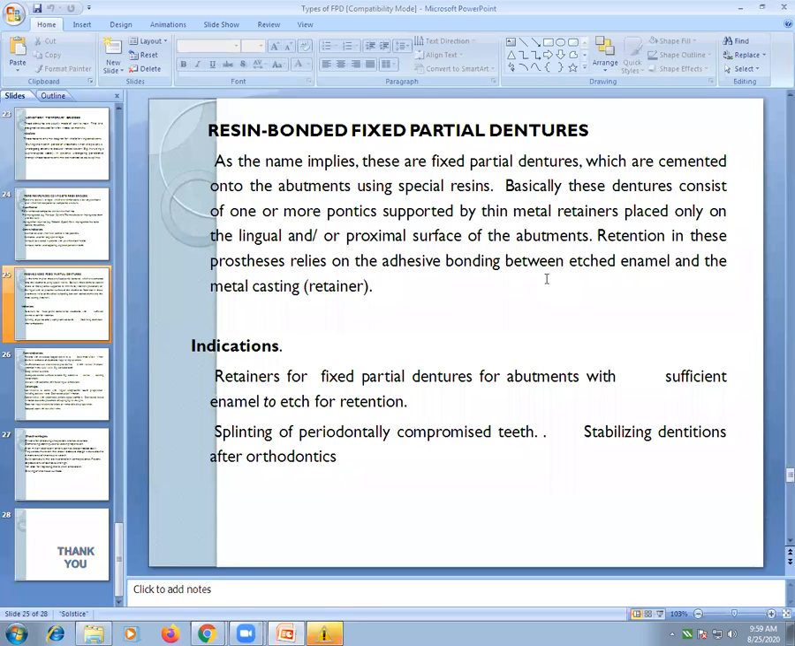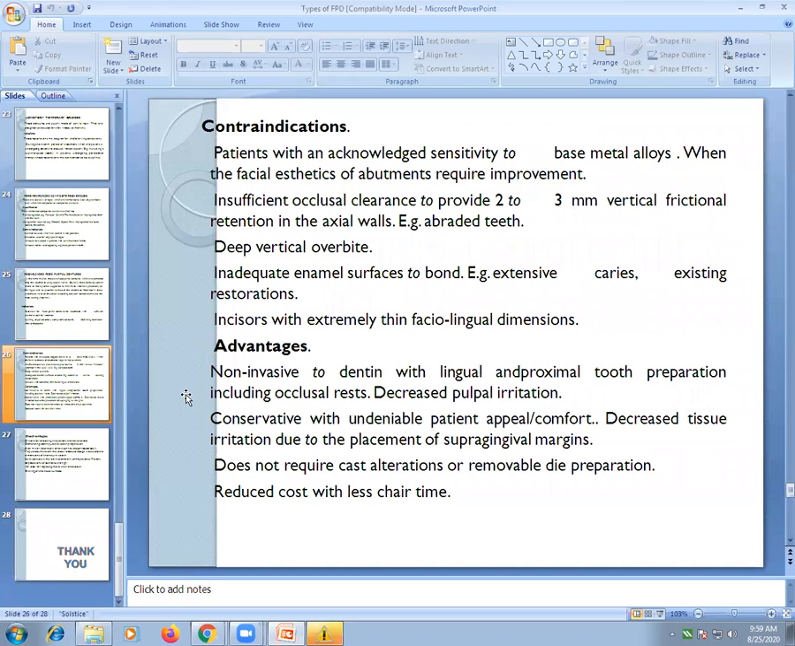These are mainly resin bonded fixed partial dentures. The indications are: preference for fixed partial dentures, or abutments with sufficient enamel for retention, splinting of periodontally compromised teeth, and stabilizing the dentition after orthodontics. And these are the contraindications: patients with a known sensitivity to base metal alloys.